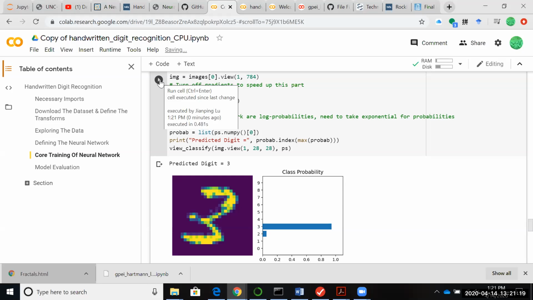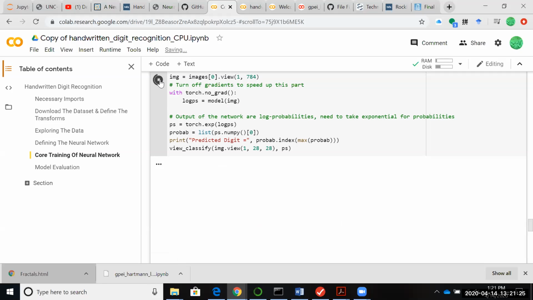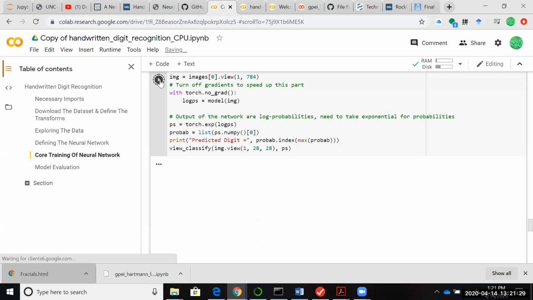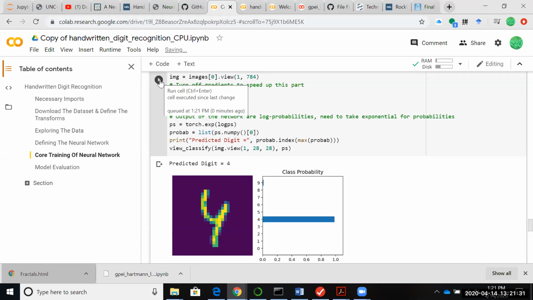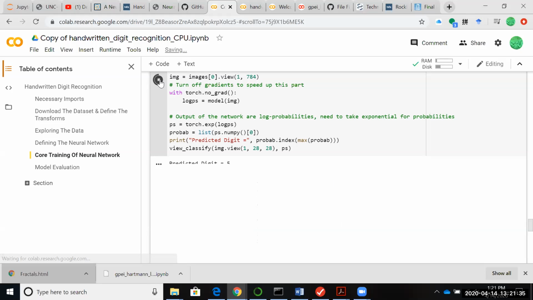So this could be 3 or 2. So this is some example. Here is a very clear 4. Some of them are very clear. If you look, some of them, of course, are ambiguous. Most of them are pretty clear.